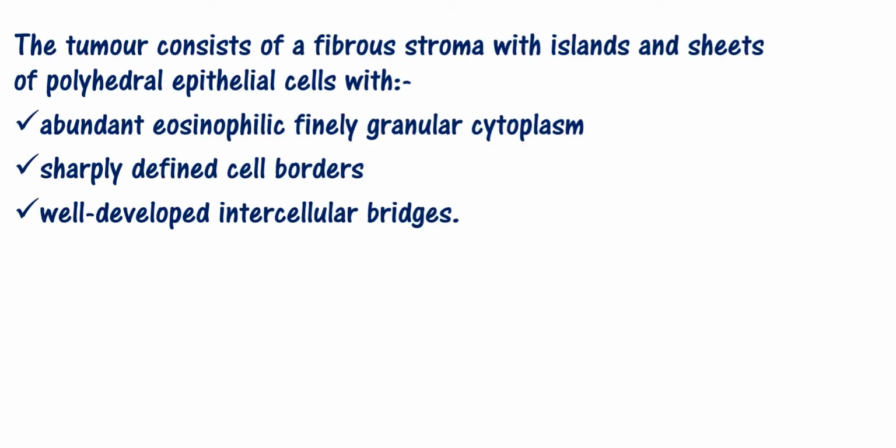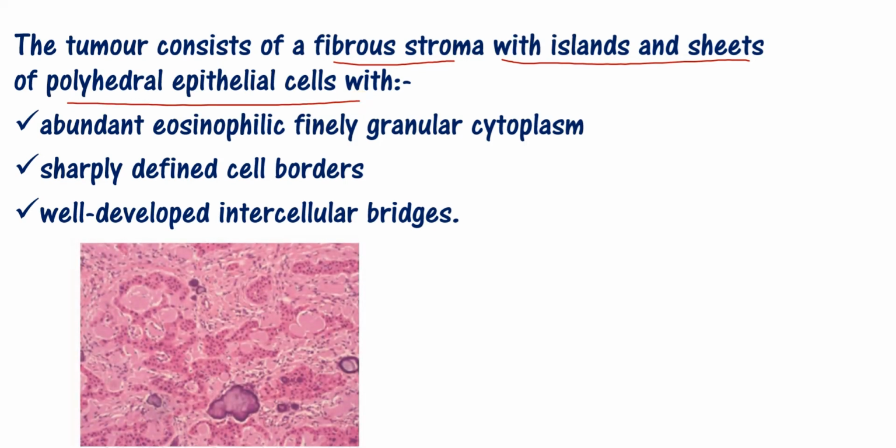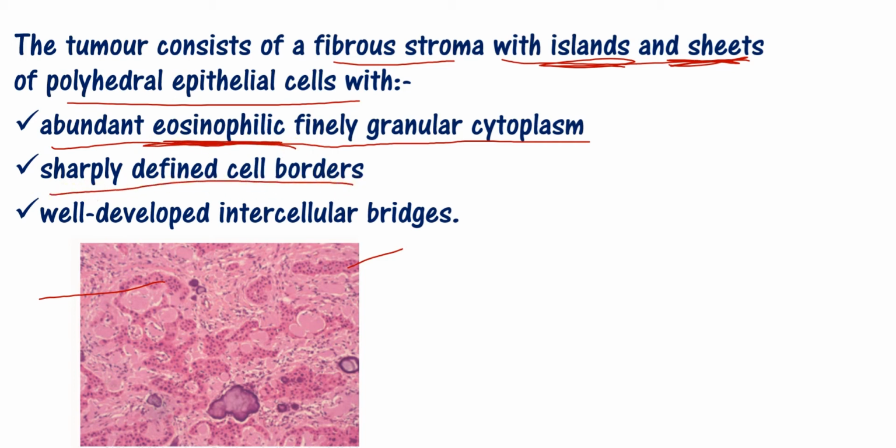The tumor consists of a fibrous stroma with islands and sheets of polyhedral epithelial cells. So if you see this image, these are the sheets. These polyhedral epithelial cells have certain features. They have abundant eosinophilic finely granular cytoplasm. That is, they will have a finely granular pinkish eosinophilic cytoplasm. They have sharply defined cell borders, and under high magnification you will be able to appreciate well developed intercellular bridges.